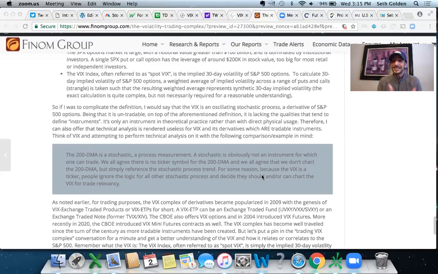It's the only stochastic process that we tend to lend to some form of technical analysis. The example that we talked about last time was the 200-day moving average. We're all familiar with the 200-day moving average, whether it's an individual stock, an ETF, or the S&P 500 itself. But there's no ticker for it. I can't pull up a ticker for the 200-day moving average. And therefore, we don't do technical analysis on the 200-day moving average. But because there's a ticker symbol for the VIX, lo and behold.